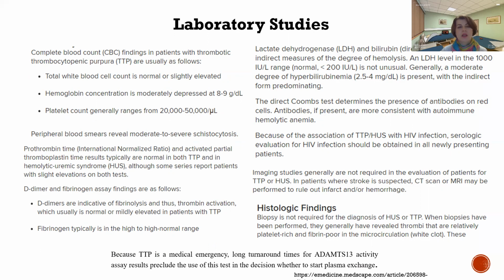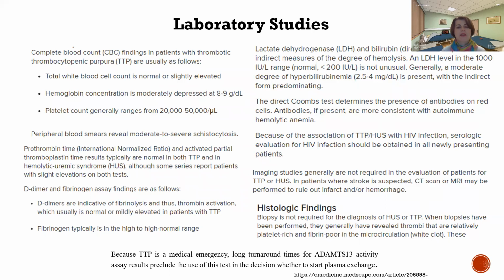Total white blood cell count is normal or slightly elevated. Hemoglobin concentration is moderately depressed. Platelet count generally ranges from 20,000 to 50,000 per microliter. Peripheral blood smear will show moderate to severe schistocytosis. I will remind you that schistocytosis means different shapes of the erythrocytes.